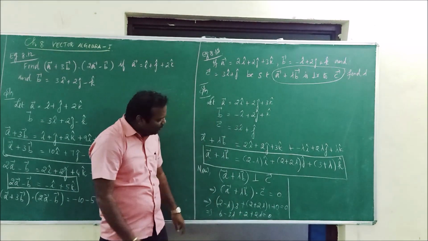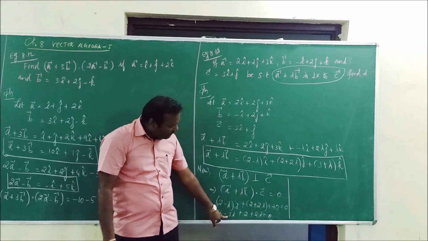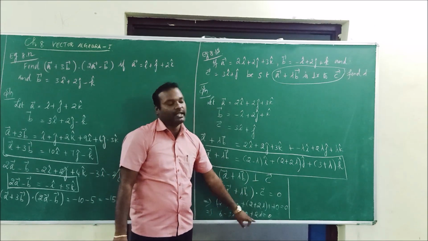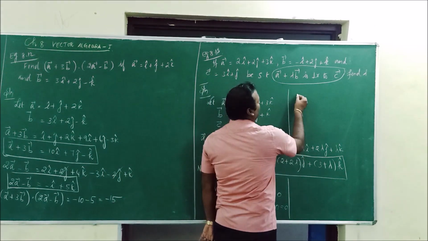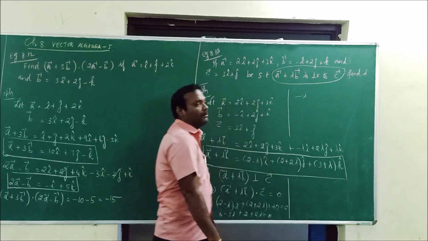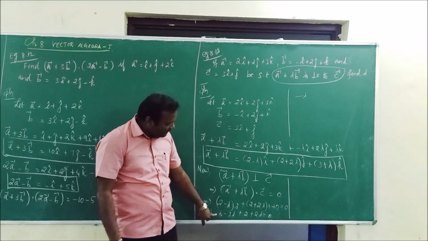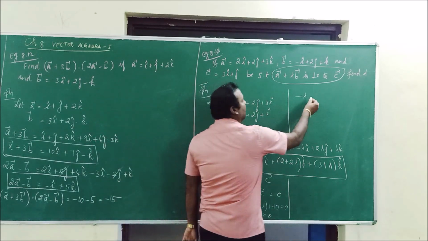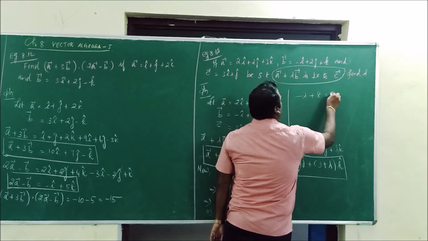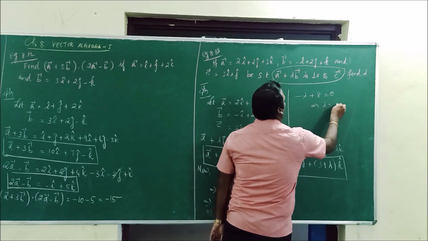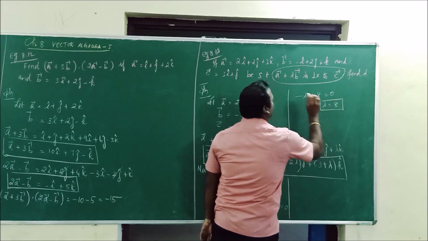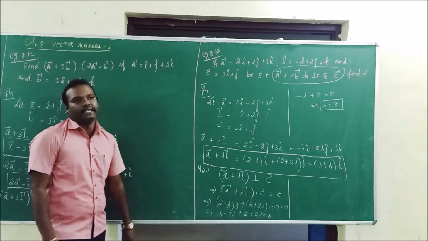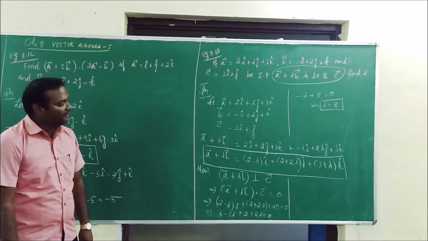Now you just add all the lambdas. Minus 3 lambda plus 2 lambda is nothing but minus lambda. Then 6 plus 2. What is 6 plus 2? 6 plus 2 is 8. So minus lambda plus 8 equal to 0. Which implies that lambda is equal to 8. So the value of lambda is 8. So we have found out the value of lambda.